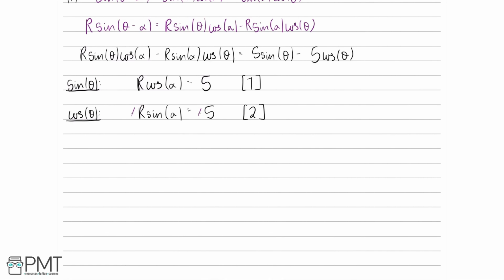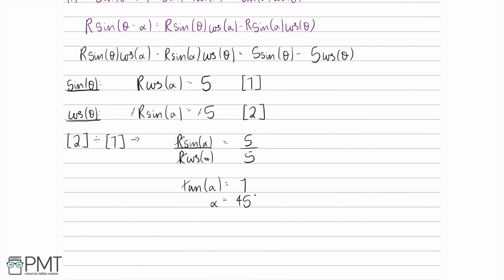Now in order to solve for what alpha and r are, we can use some trig identities. The first thing we can do is take equation number 2 and divide it by equation number 1 and see what we're left with. Equation 2, r sine alpha, divided by equation 1, r cos alpha, is going to give us 5 over 5. Simplifying, the r's cancel out, and sine alpha over cos alpha is just tan alpha. And 5 over 5 is just 1. Now we simply take the inverse and find out what alpha is. So alpha is inverse tan of 1, which using a calculator will give you 45 degrees.